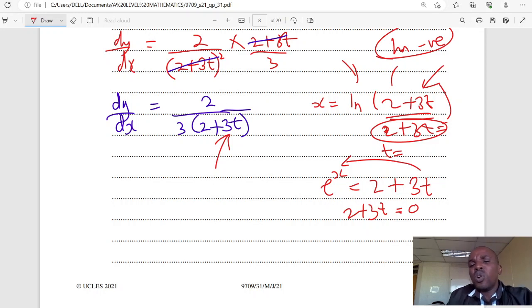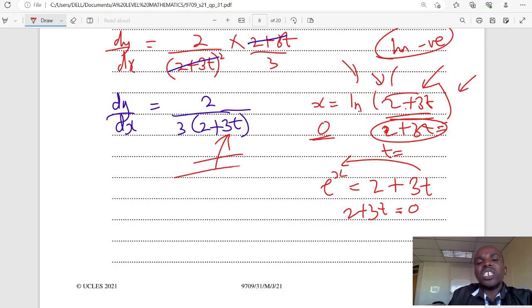Even ln of 0 is still undefined. Ln of 1 is 0, which means the least possible value that we can get in this case is 1. So the least possible value that x can take is 0. You get it? This value is supposed to be 0, because ln 1 is 0. So in this case, x is supposed to be 0, right?